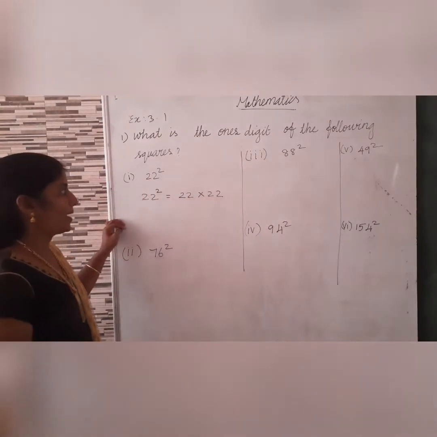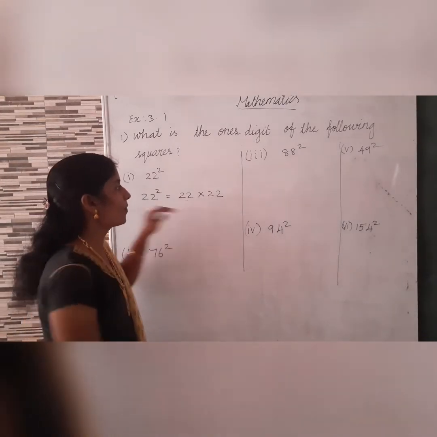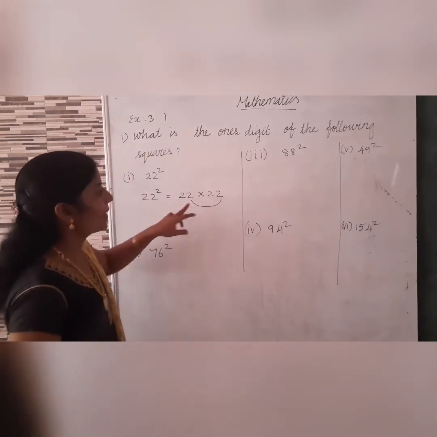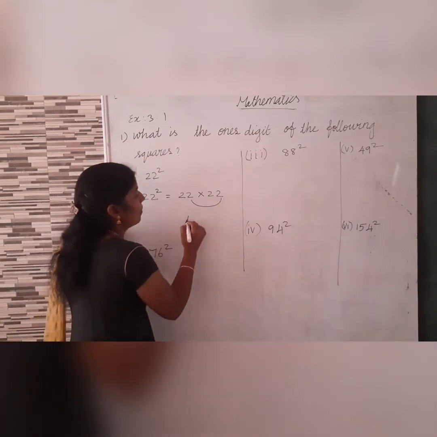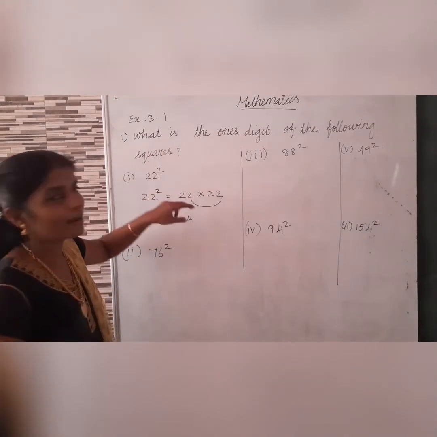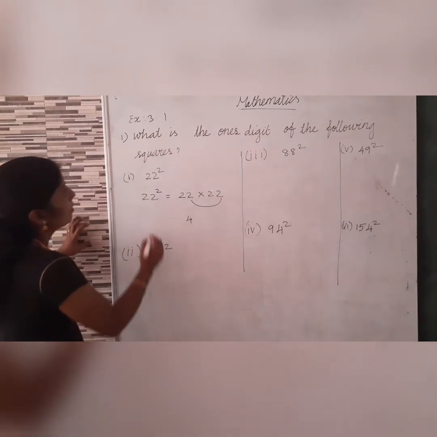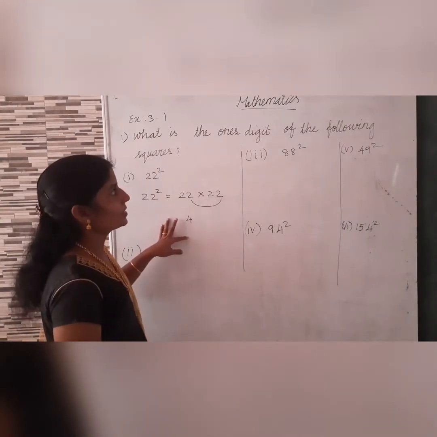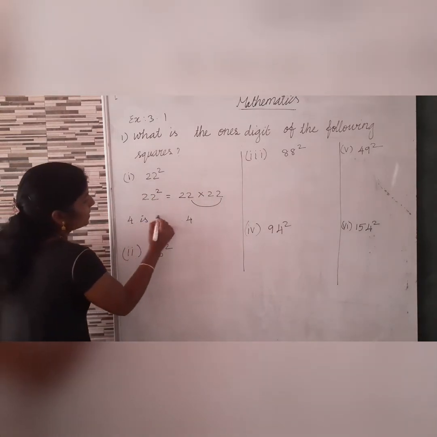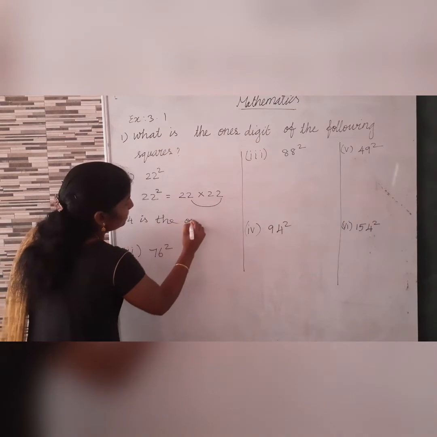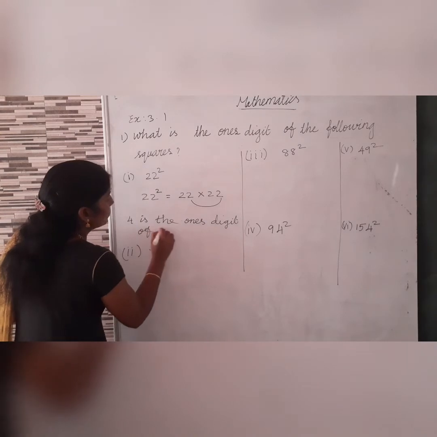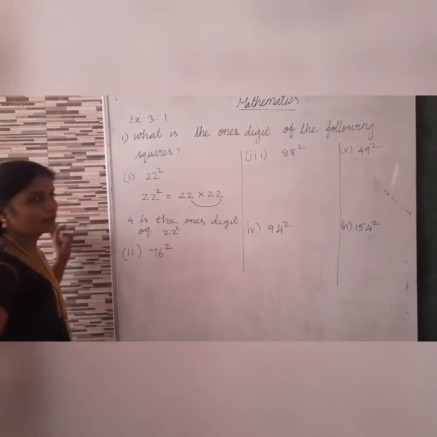Now we can multiply, isn't it? First you multiply the ones place. 2 twos are 4. So what's the ones digit? 4. Okay. So 4 is the ones digit of 22 square. Are you clear?